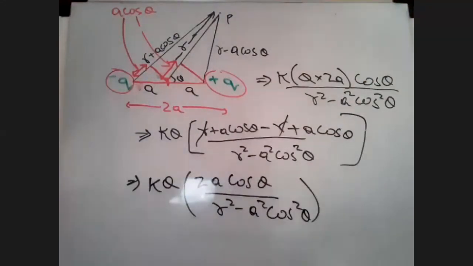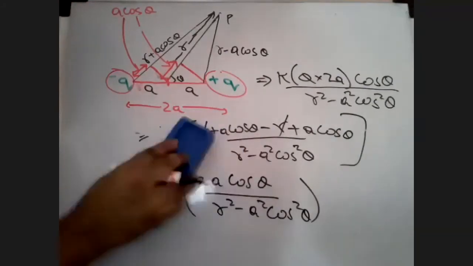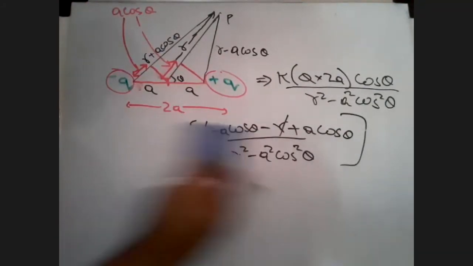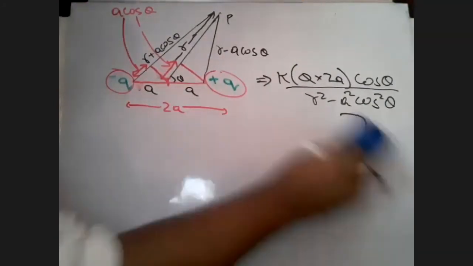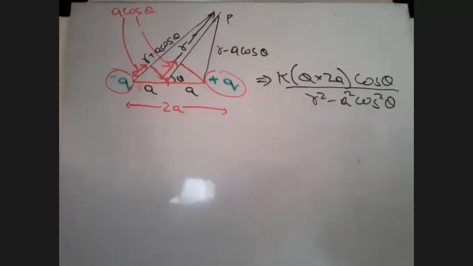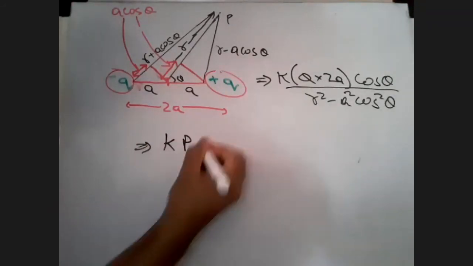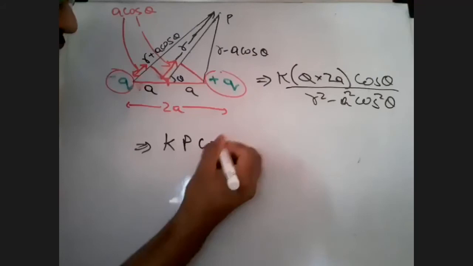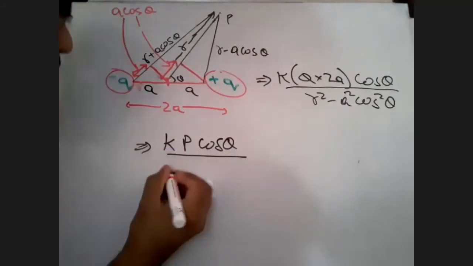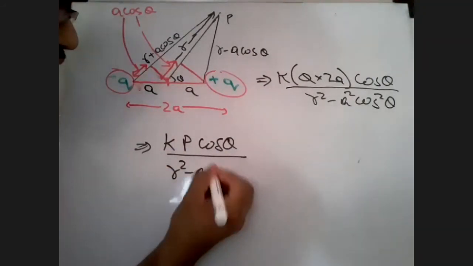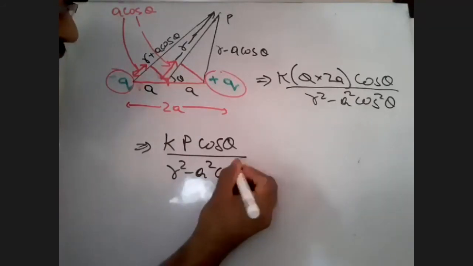And if that remains, then what can I substitute q into 2a as? Everyone tell me. P. What is P? It's a dipole moment, the moment of the dipole. Yes or no? The direction is from negative to positive. So I write here kP, and I can write cos theta upon r square minus a square cos square theta.